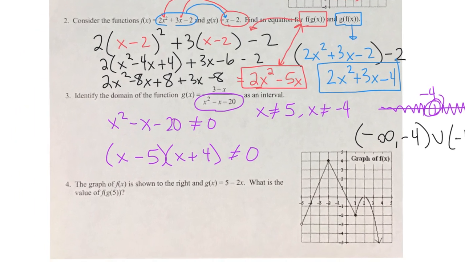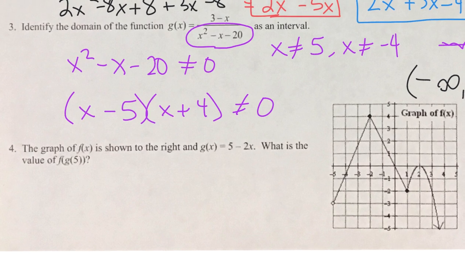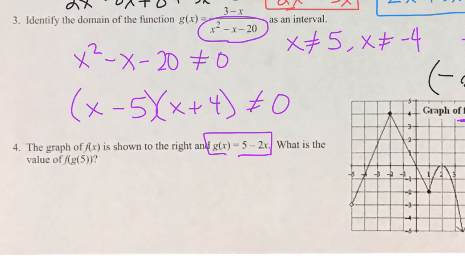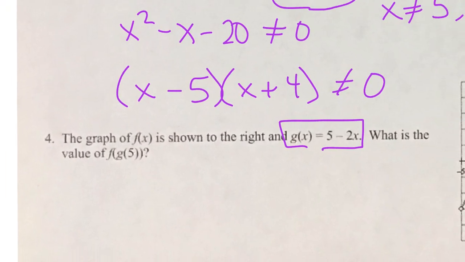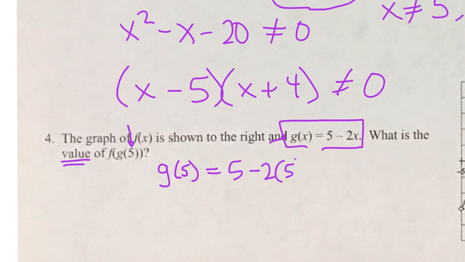So here's number 4. Here we have a graph of f. So this is our f graph, and g is this equation. What is the value of f of g of 5? Okay, so we want a value, so our answer is going to be a number. We have a number in, so we're going to have a number going out. First thing we have to do is evaluate g of 5. So we're going to use our equation to evaluate g of 5.